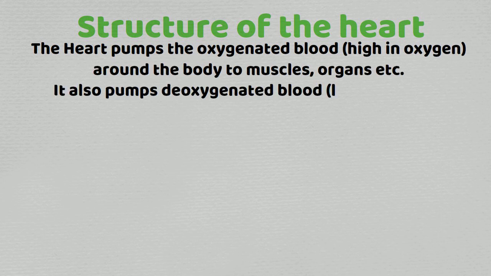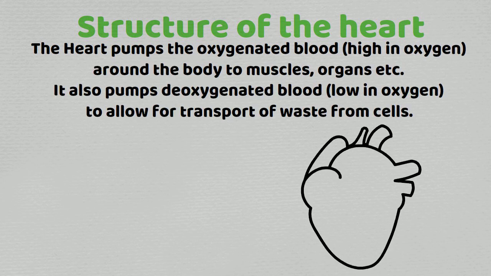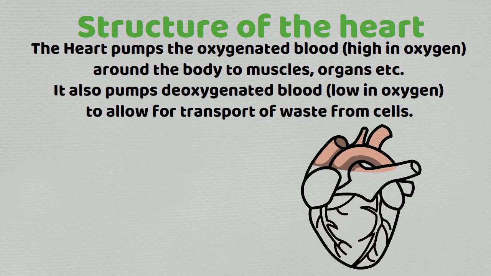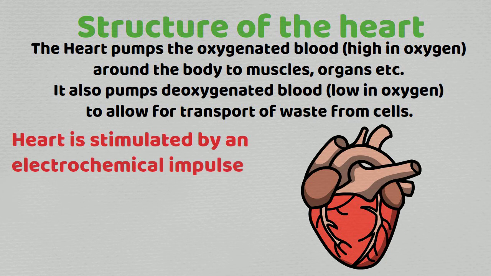So what is the structure of the heart? The heart pumps the oxygenated blood, which is high in oxygen, around the body to muscles and organs. It also pumps deoxygenated blood, which is low in oxygen, to allow for transport of waste from cells. It is stimulated by an electrochemical impulse that initiates a double pump that beats in unison.